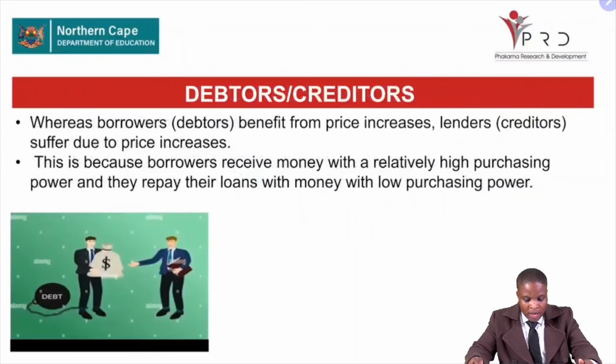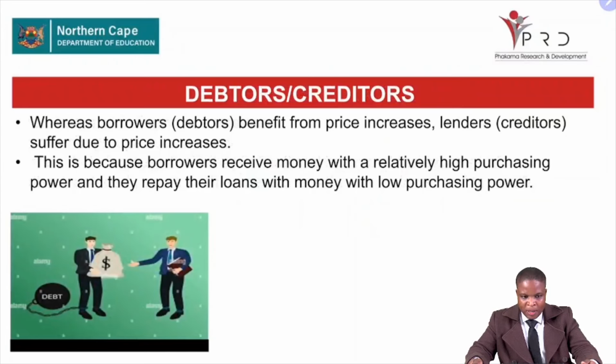Right, let's look at how it affects various groups of people. We have debtors and creditors. Debtors are those who borrow the money. They get money from somebody. Creditors are the ones who are lending. So creditors will be lending people money. They are not affected the same way. So inflation is not affecting them in the same way.